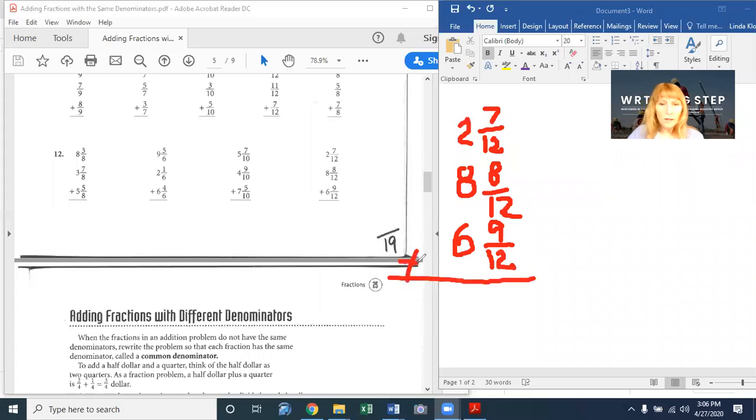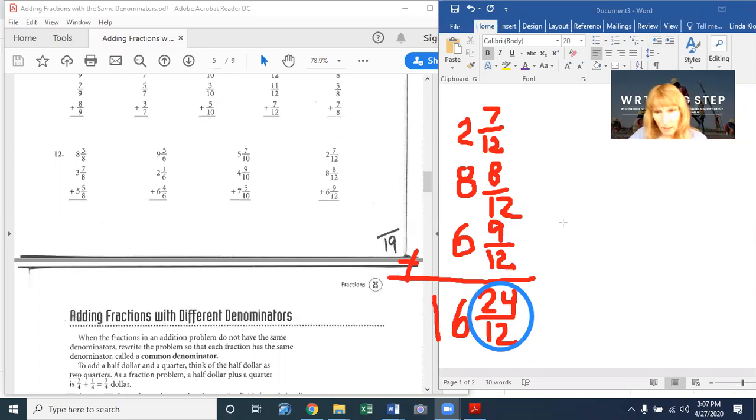So we have 12s on the bottom, so we know our bottom answer is going to be 12s. And then we add our top numbers. 7 plus 8, 15. 15 plus 9, 24. And then we add our whole numbers. 2 plus 8 is 10. 10 plus 6 is 16. Now again, we have an improper fraction right here because we can't have a top number bigger than the bottom number. That is just not proper.